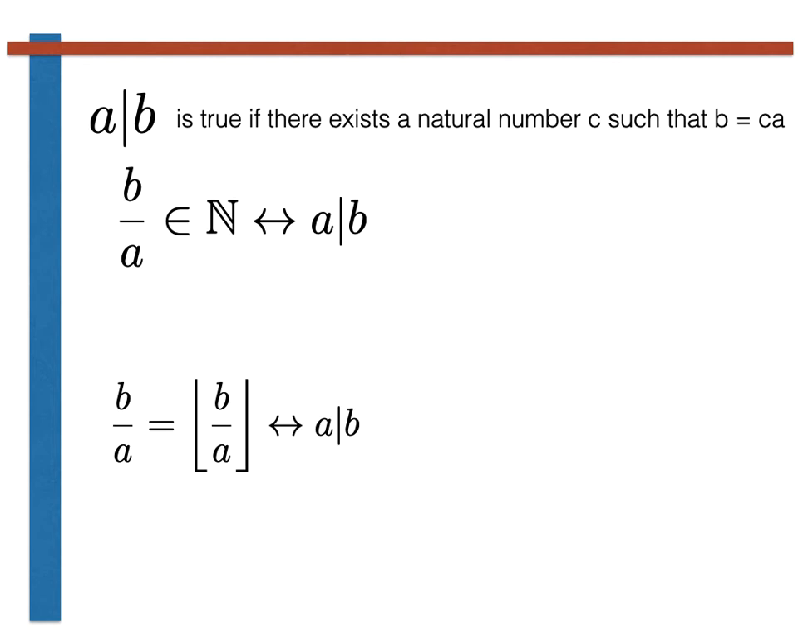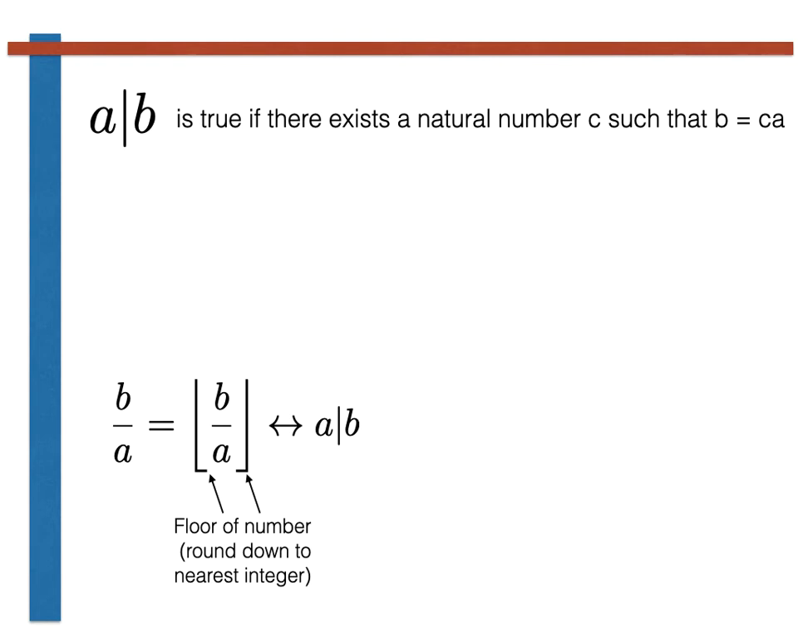The floor of a number is the integer you get when you round down. The floor of 3.2 is thus 3, the floor of 4.8 is 4, and the floor of 103.5 is 103. To get the floor of a number, you just delete everything after the decimal point. Given that if A divides B, then B over A is a natural number, there is nothing after the decimal point of B over A. So B over A is equal to the floor of B over A.